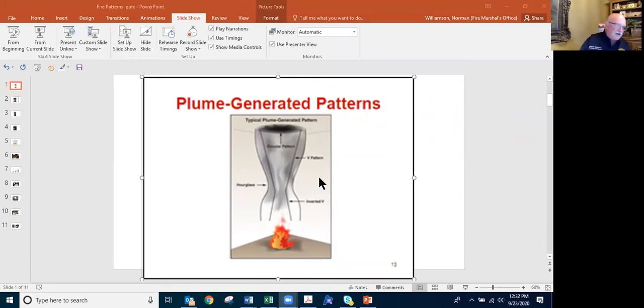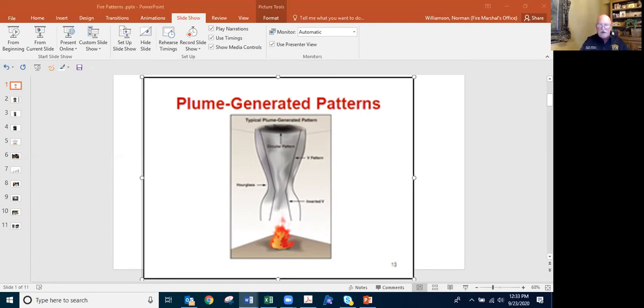The plume-generated patterns, well, when you look at this down here, these are going to be kind of tough to see, but when you look at them down here, you have an inverted V pattern. We're going to talk about how those are generated and how we're going to look at them and take care of them. A plume-generated pattern is basically a cone shape which originates above the flame where the fire is, when the fire is in its incipient stage, right? If it's near a wall, basically you're going to get vertical artifact, and the hot gases go up and over the surface and create that pattern.